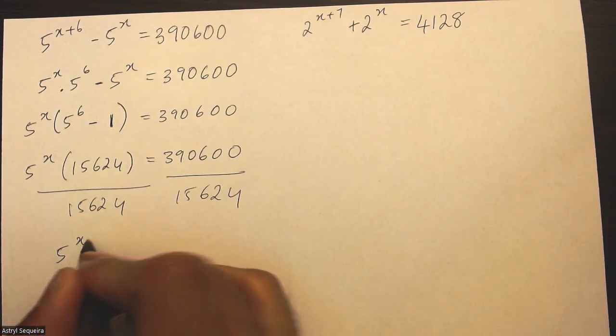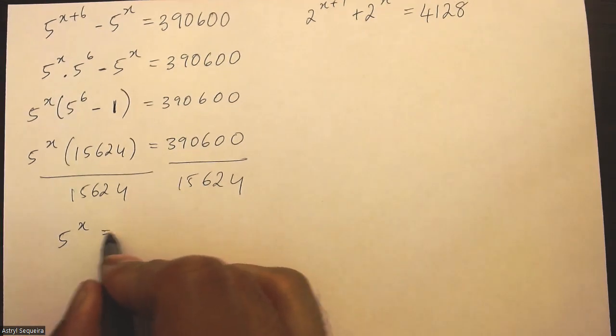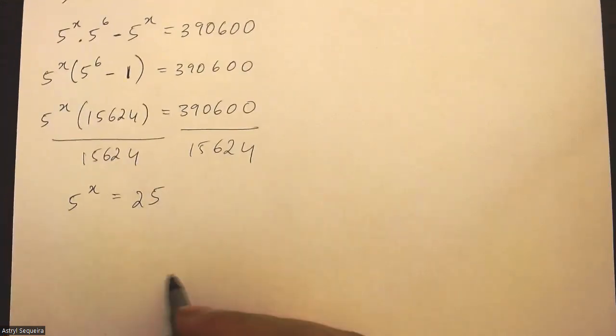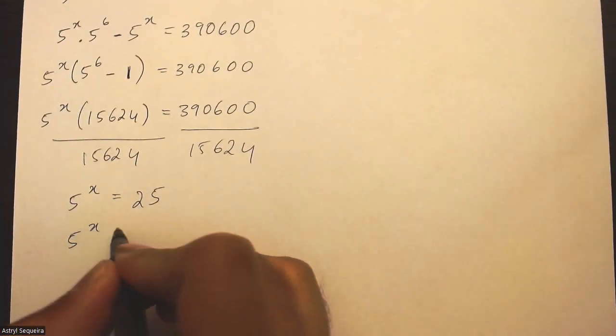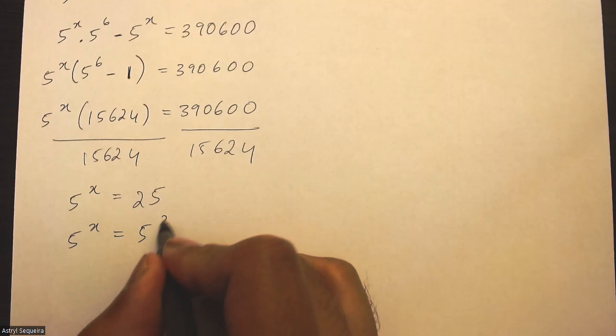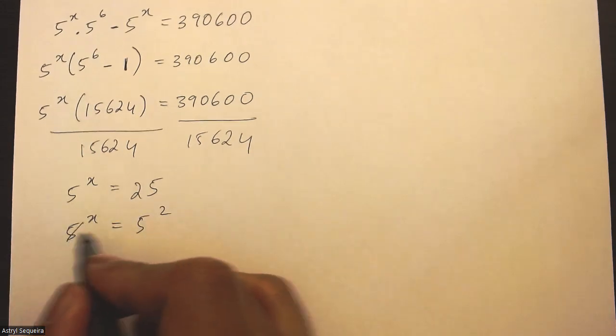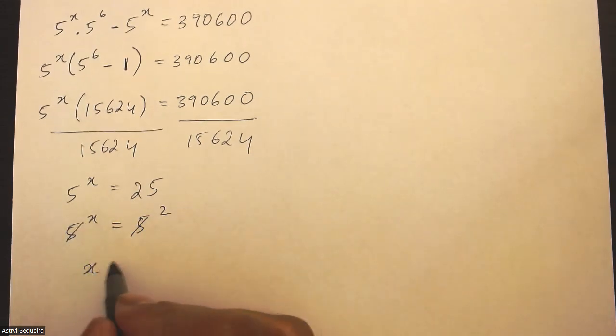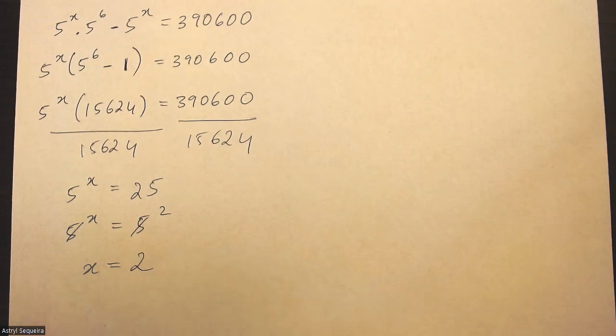We get 5 to the power of x equals 25, and this is pretty easy to solve. You know that 25 is just 5 squared, and now the bases are the same, so we can cancel them. So x equals 2 is the solution.